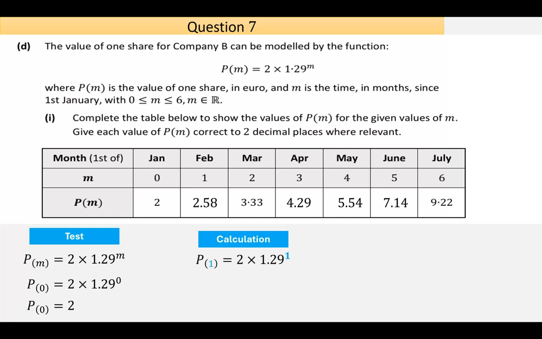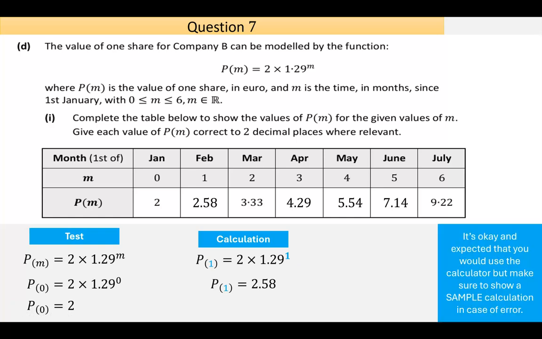Now I'm putting a sample calculation because you're going to use the calculator for this. So for the February result, the M is 1. So P of 1 is equal to 2 times 1.29 to the power of 1. That gives me an answer of 2.58. And I just repeat that for April, May, June, and I'm already given July. And that's it. The same calculation.